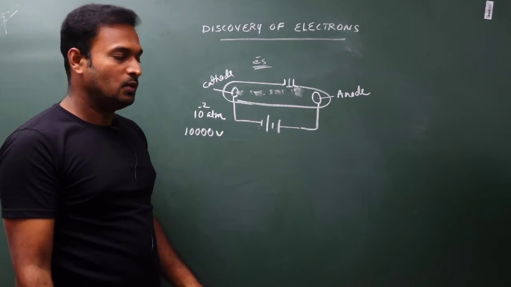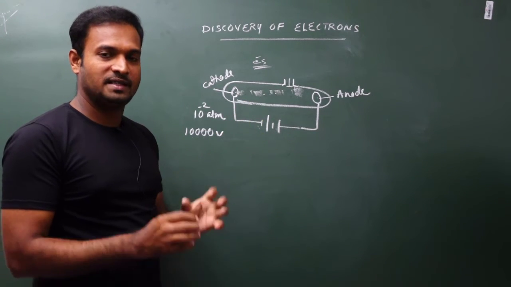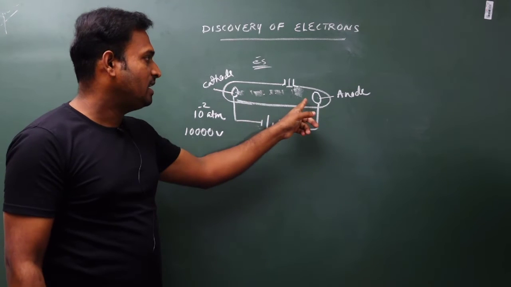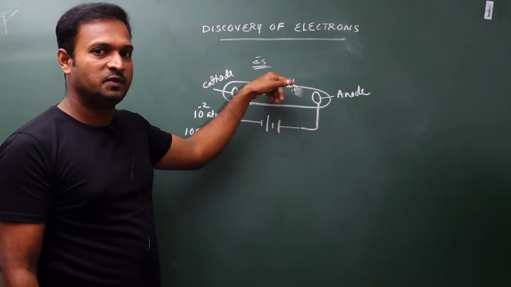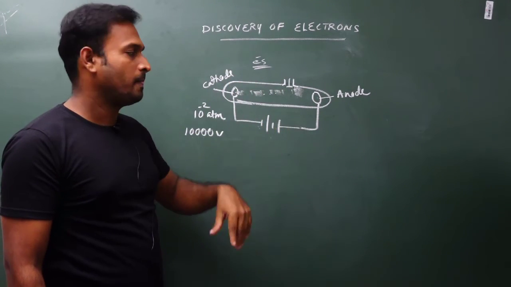Okay. So what is a discharge tube? A discharge tube is a hollow tube containing two metal plates connected with a battery. And there is a vacuum pump also there. This pump is used for filling or removing gases.